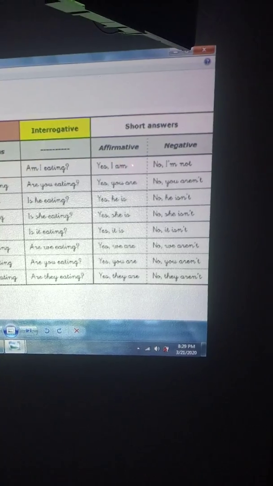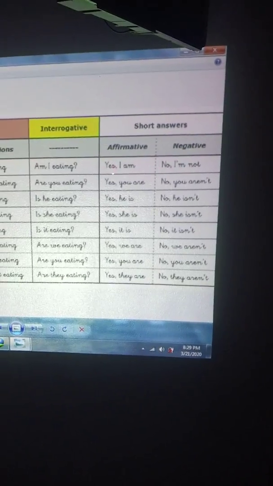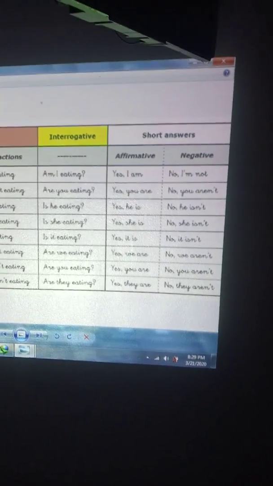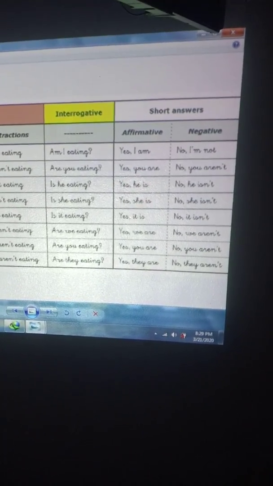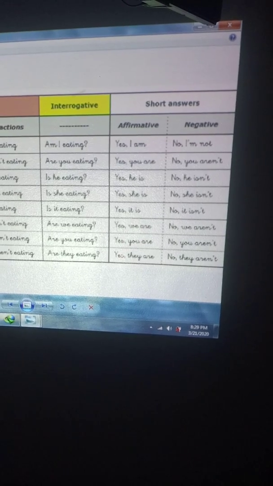Not "Yes, I am eating." We say just "Yes, I am." And look at the rest. We have "Yes, you are. Yes, he is. Yes, she is. Yes, it is. Yes, we are. Yes, you are." And "Yes, they are."